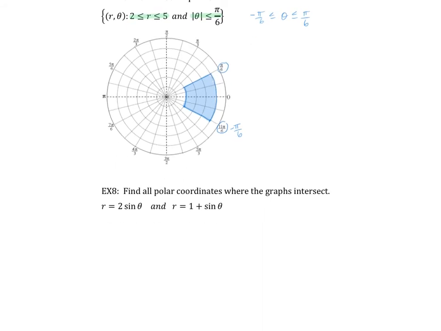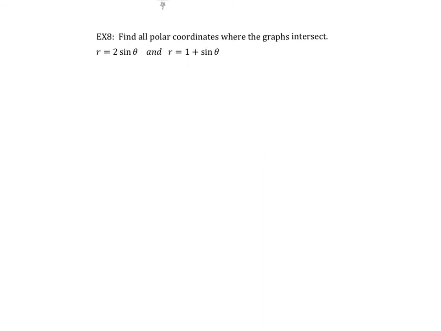Something else that may come up is finding the intersection of two polar equations. And this will come up a lot when you're trying to find limits of integration, when you're taking an integral of polar curves that intersect. And we can do this algebraically. Normally when we find points where graphs intersect, we set them equal to each other. So notice that I can set the 2 sine theta equal to the 1 plus sine theta, and then I can solve this equation for theta.